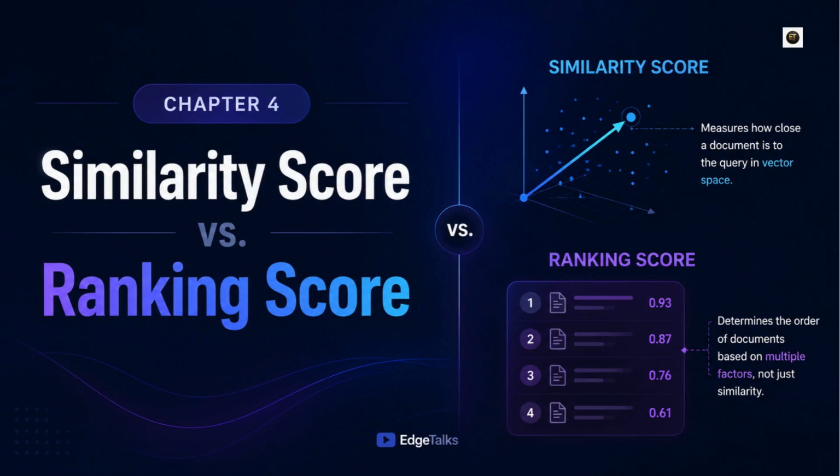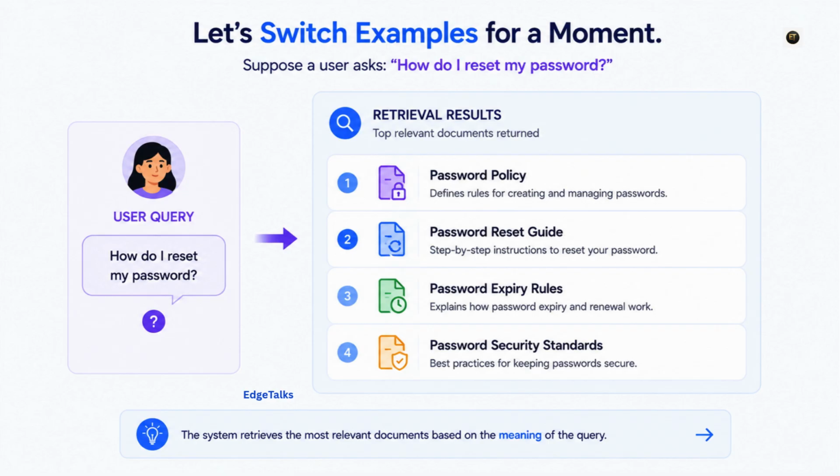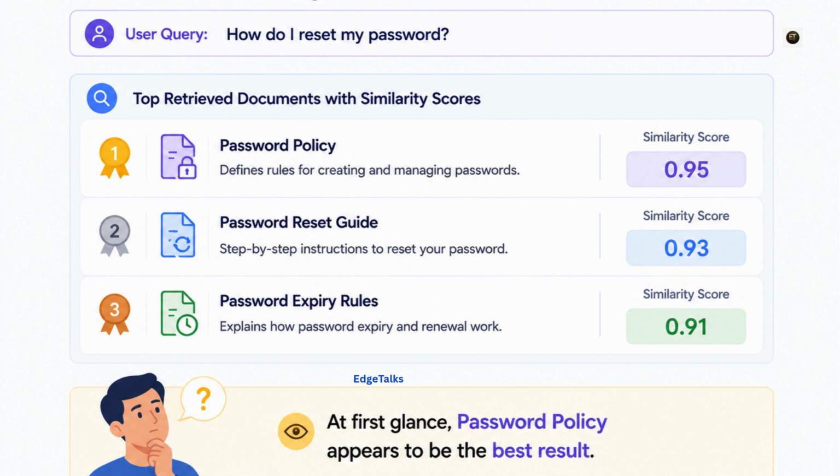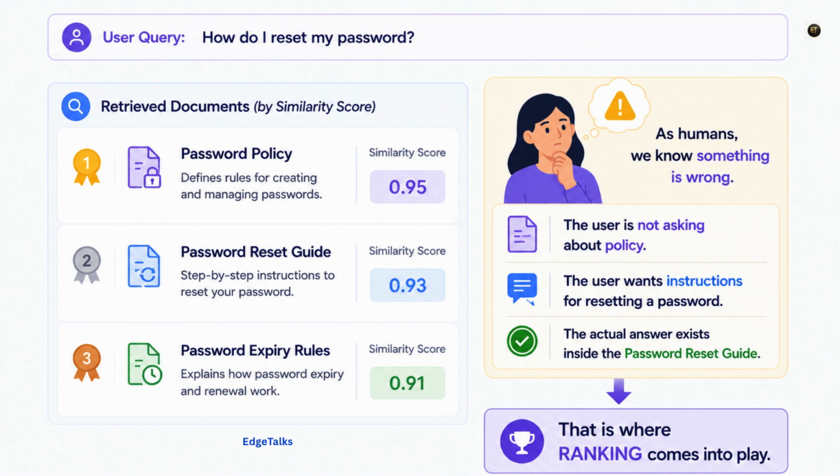Now let's switch example for a moment. Suppose a user asks, how do I reset my password? The retrieval system returns password policy, password reset guide, password expiry rules, password security standard. Similarity scores are also different values for password policy, password reset guide, password expiry rules. Now at first glance, password policy may appear to be the best result, but as humans we know something is wrong. The user is not asking about policy, the user wants instructions for resetting a password. The actual answer exists inside the password reset guide.